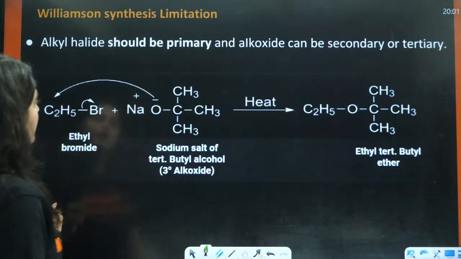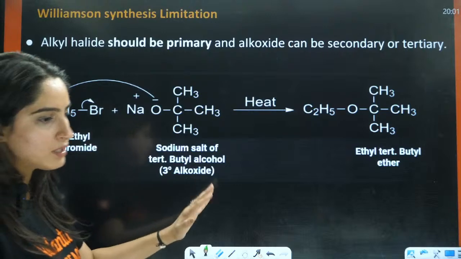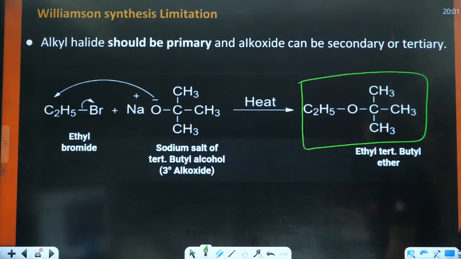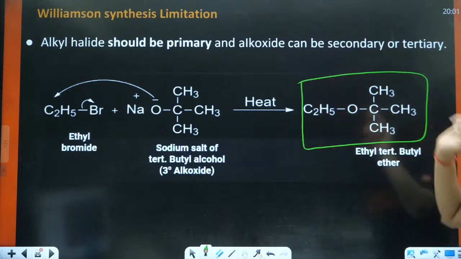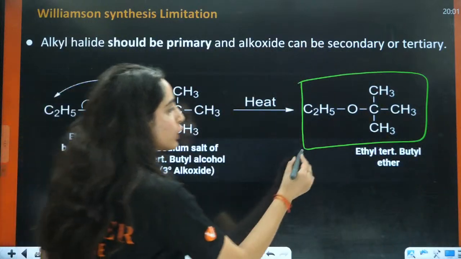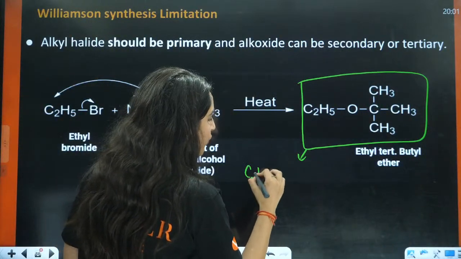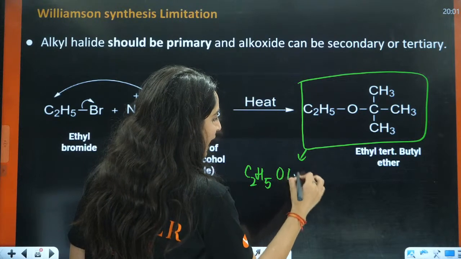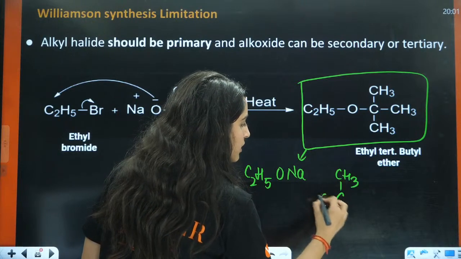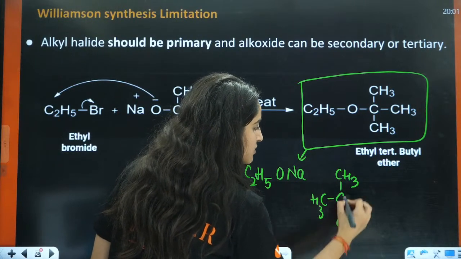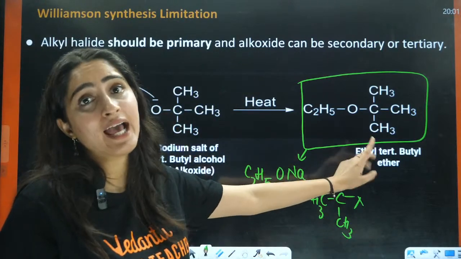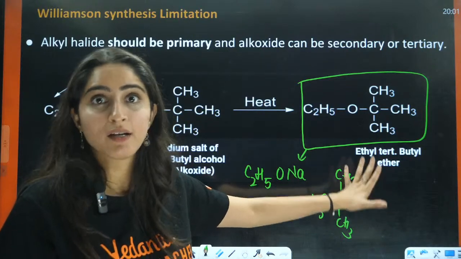Okay guys, now we are taking an example where, for example, in the question they have given you this compound. They are asking you to form this compound. Now you can say, ma'am, we can have two things. Either you can say that we can have C2H5ONa and you can have CH3, CH3, CH3X. I told you that alkyl halide should not be tertiary.